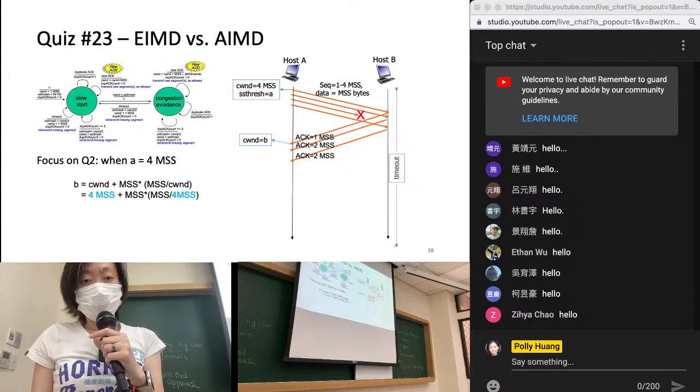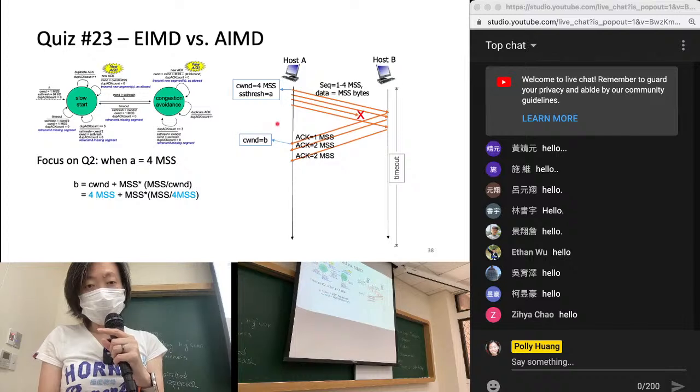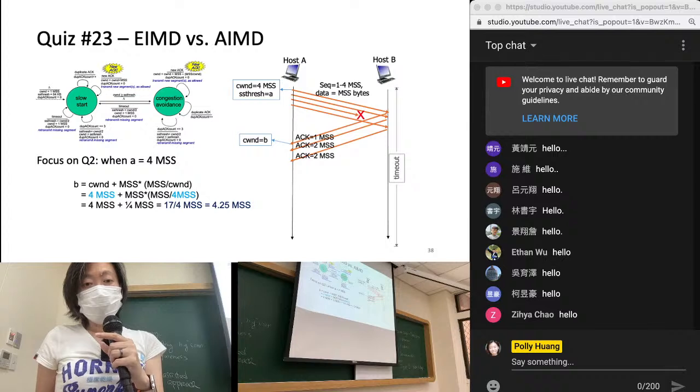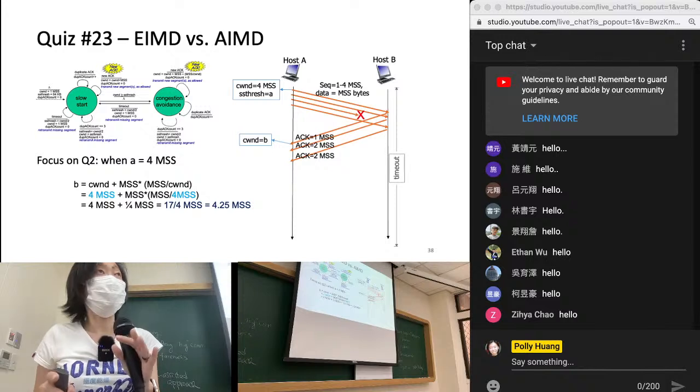So what is the right term? The term on the right? You see the MSS crossing out with the other MSS, above and below the divider. So this is just 1 over 4. So the term on the right is going to be a quarter MSS, right? So together, 17 quarter MSS. And if we use a calculator, it should be about 4.25 MSS.